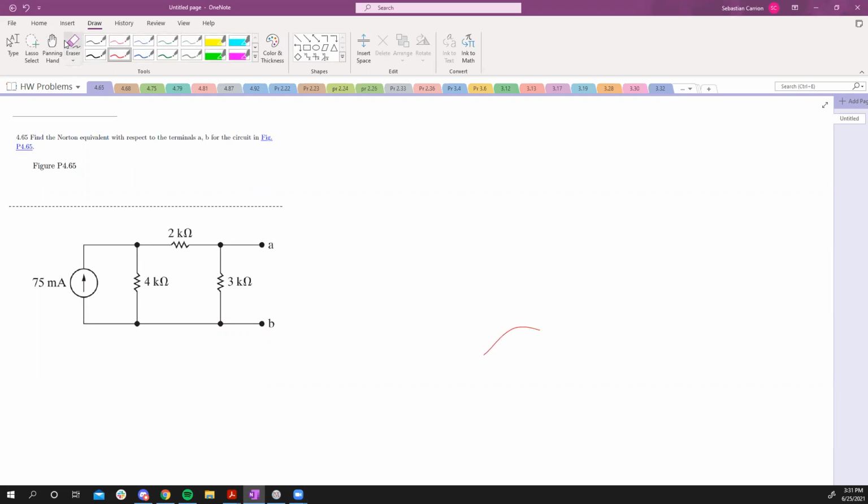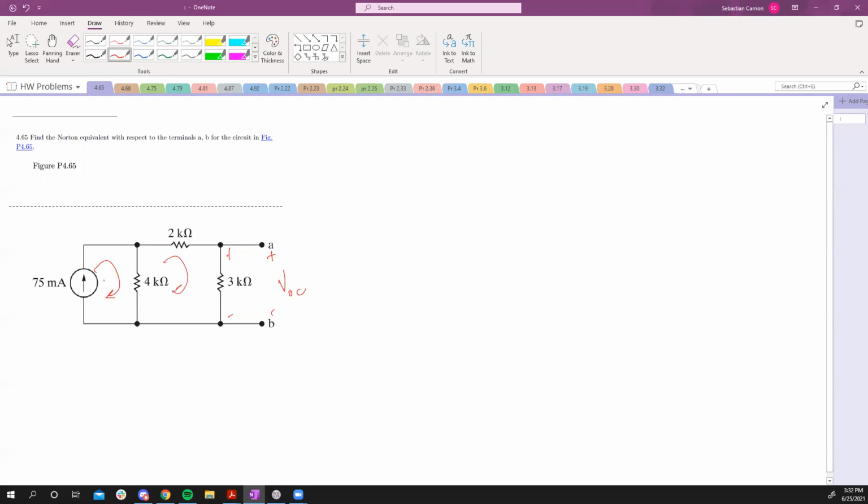Okay. Problem 4.65. It says find the Norton equivalent with respect to the two terminals, A and B. So I'm going to go ahead and find the V open circuit, which is the same as the voltage across this 3K ohm component, right? So yeah, I'm going to use mesh analysis.